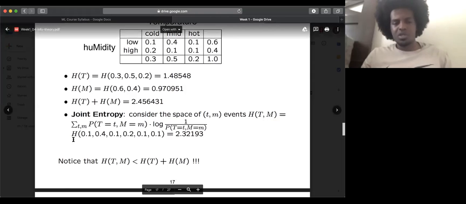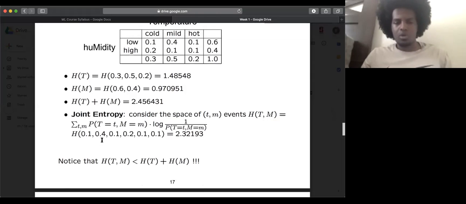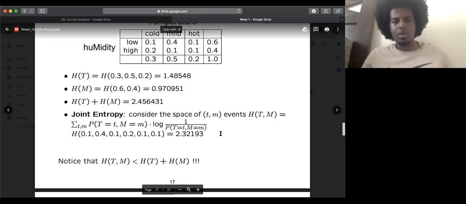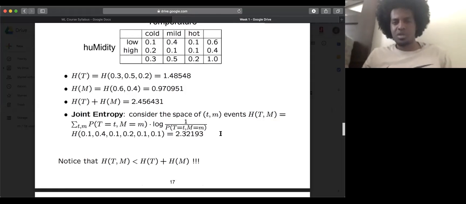And so you can see H of 0.1, 0.4, 0.1, 0.2, 0.1, 0.1. And if you look at the joint entropy of that system, it is less than the sum of H of T plus H of M. And that's actually really important. Do you understand why that makes sense?